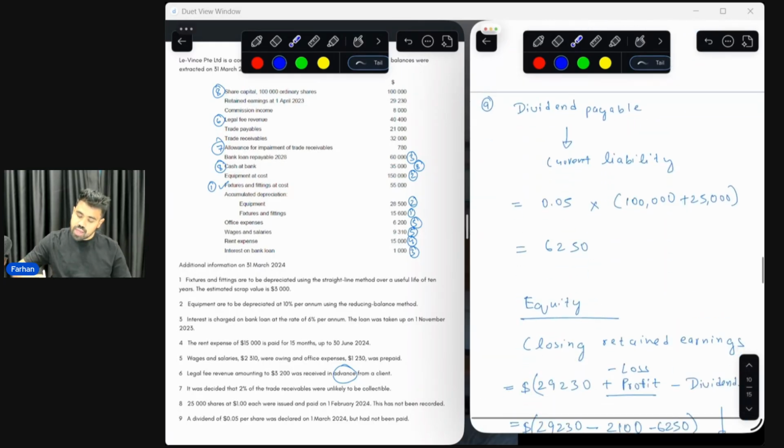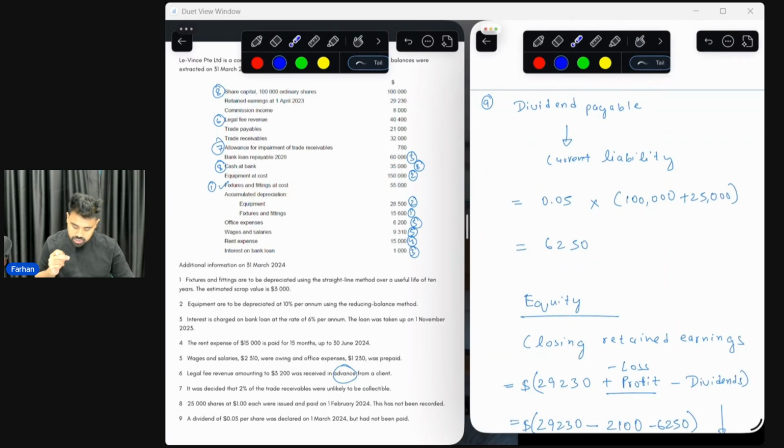What about the last information? A dividend of $0.05 per share was declared on 1 March 2024, but had not been paid. Okay, so this is what we can clearly classify as an obligation, which is the dividend payable, and that is a current liability. So when we have got investors who have given us money or who have invested in our companies so that we can run our businesses and make some profits and also increase the wealth of our investors, the way you can increase the wealth is through giving them their returns, which is the dividends that they expect to earn by investing that money.